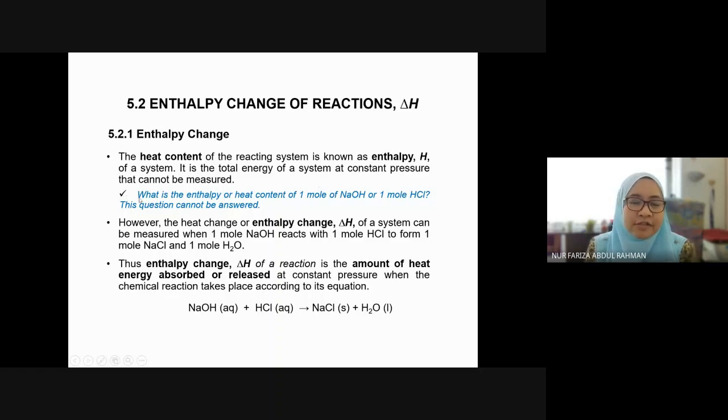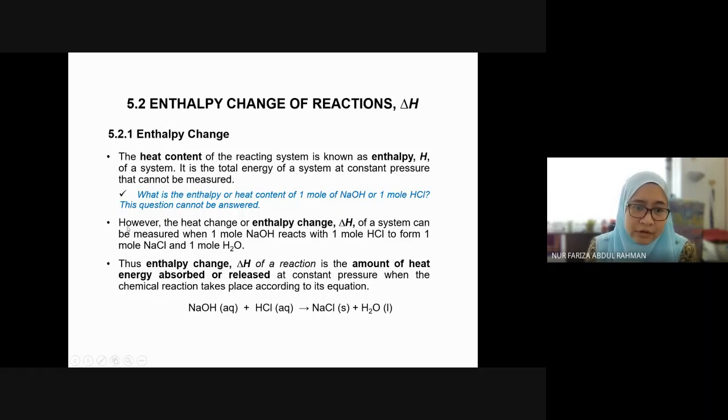Okay, all right. For example, what is the enthalpy or heat content of 1 mole of sodium hydroxide or 1 mole of HCl? So this question cannot be answered because we cannot measure the enthalpy of the substance directly. Okay, we don't have the facilities for that as of now. Who knows, in the future we may have. But for now, we cannot measure the enthalpy of this substance directly.